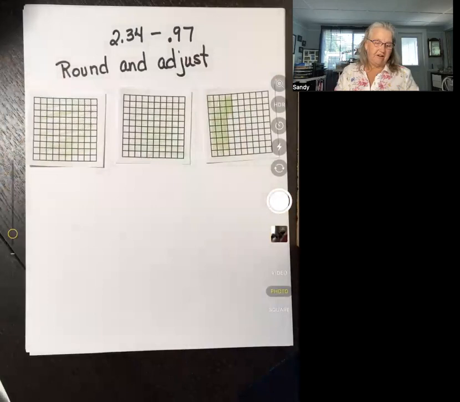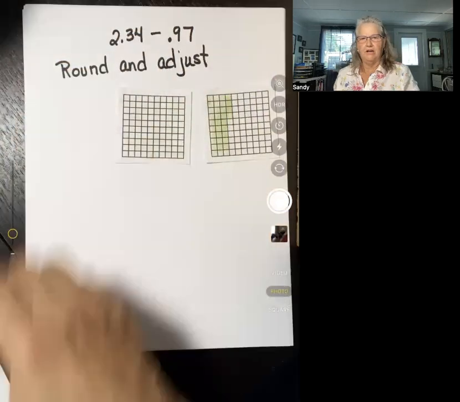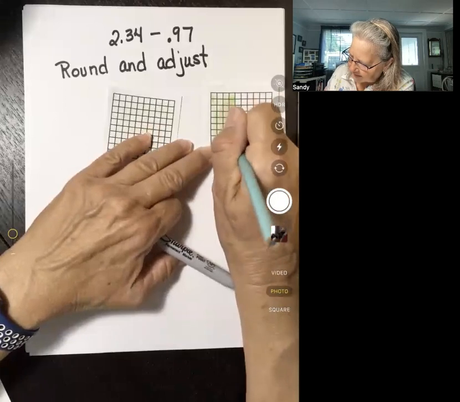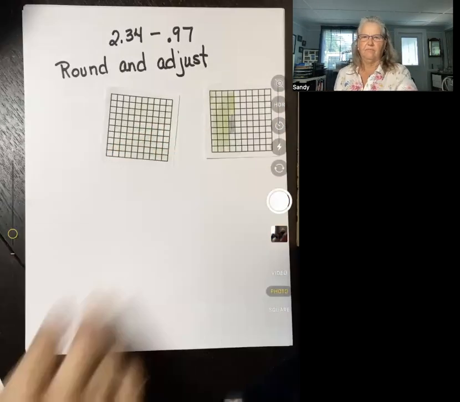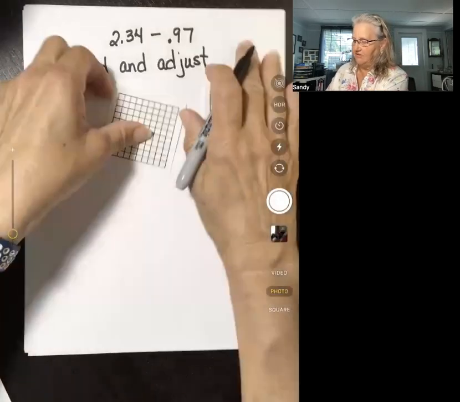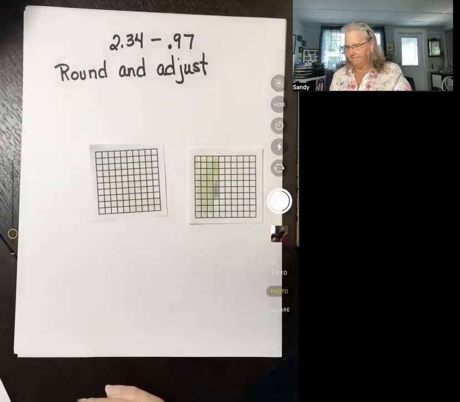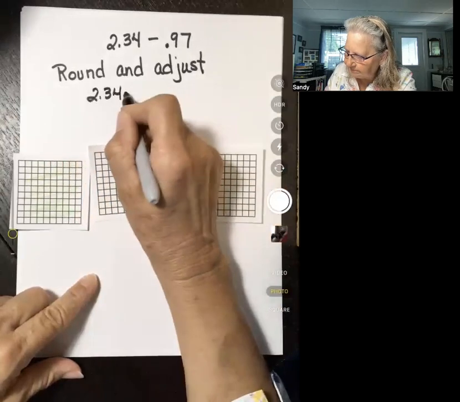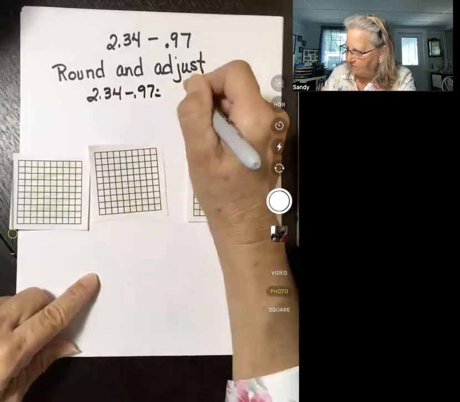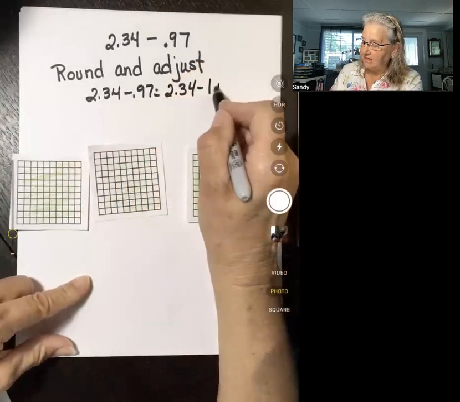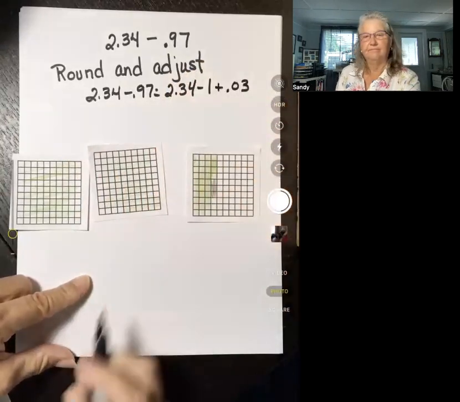Using a round and adjust strategy, what I would do is I would just remove one, but I have to adjust, so I'm going to have to give 3/100 back. So to remove 97/100, let's look at it again. I'm going to take 2 and 34/100. I'll remove one, but I've got to adjust by giving back 3/100.